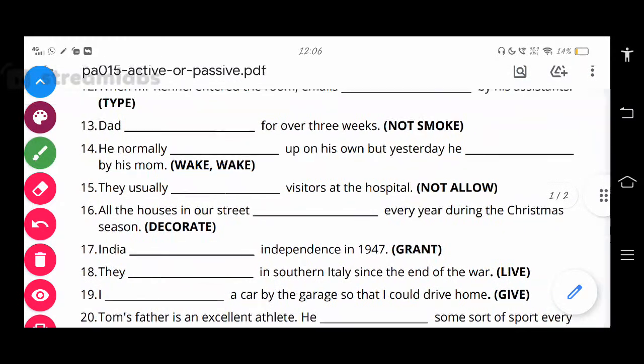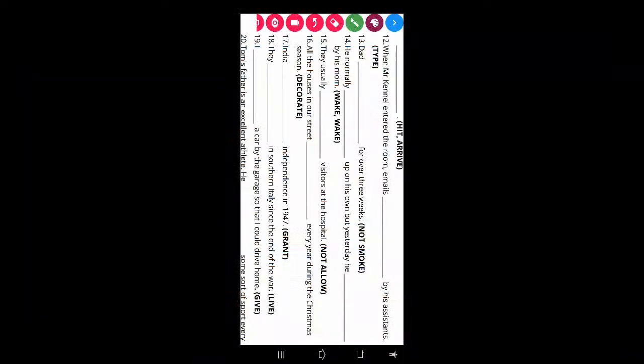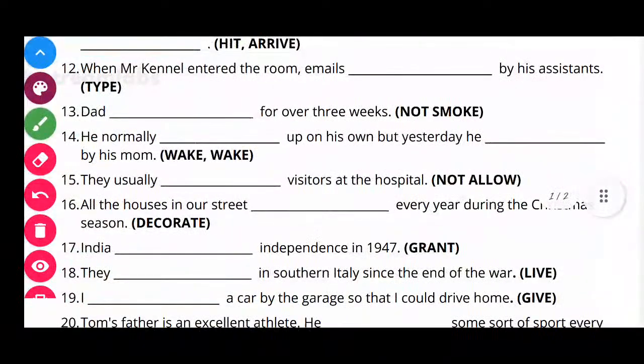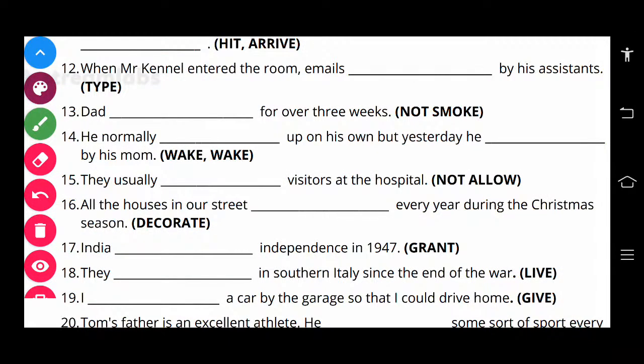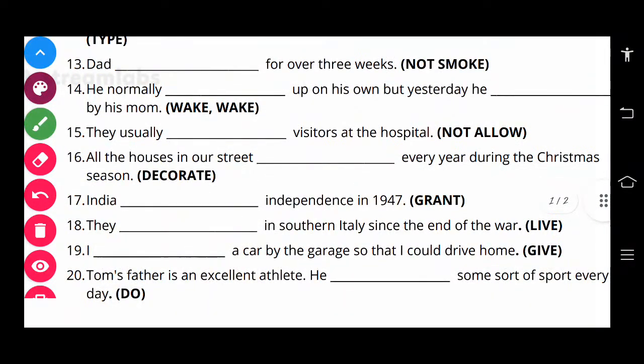So the 15th example is there. They usually dash visitors at the hospital. They usually, by this keyword usually, in what way would you like to answer this? So try to answer it. It is our 15th example. We have 20 examples. By completion of 20 examples, I am going to wind up this class.